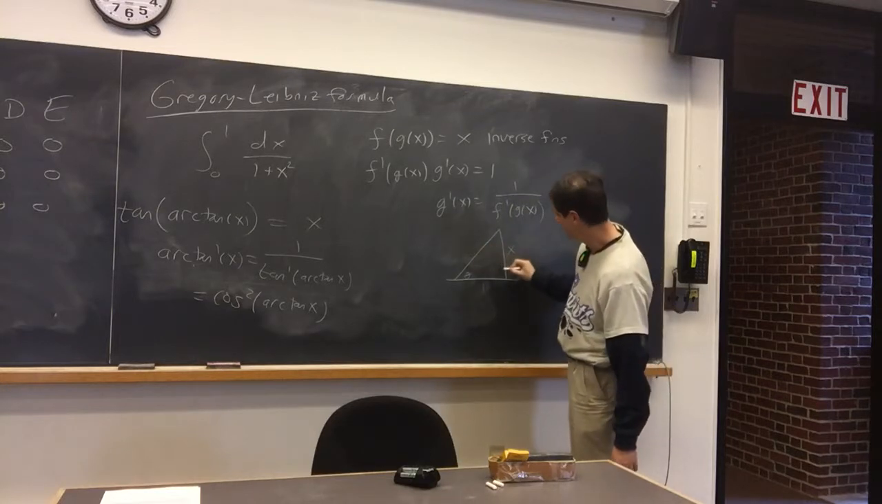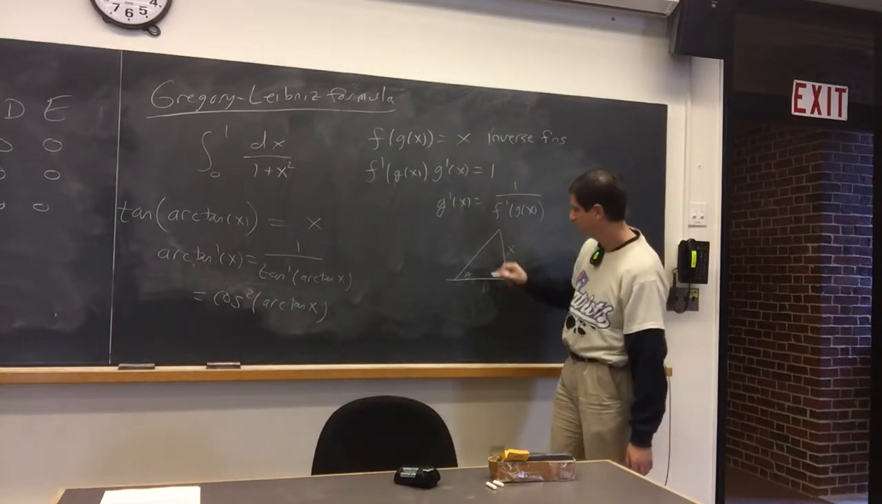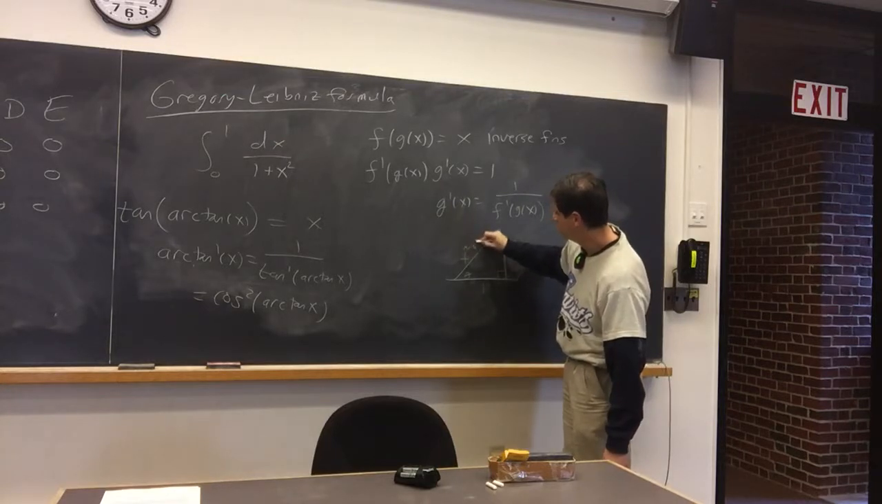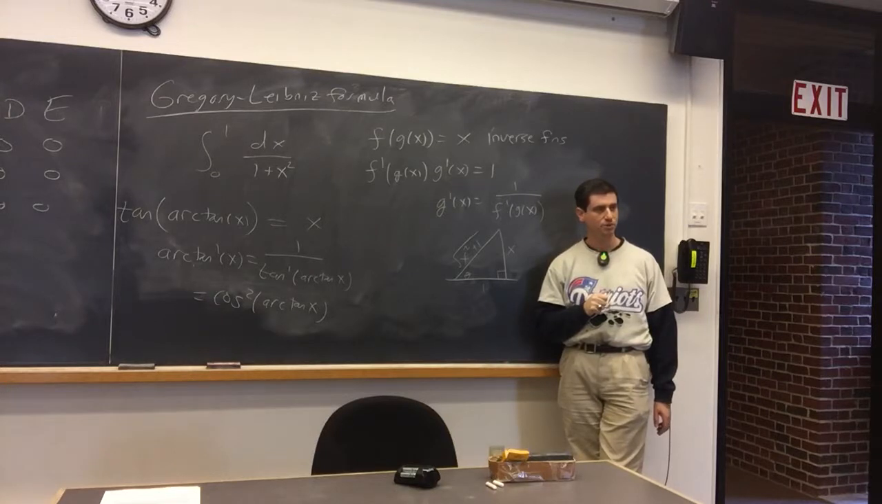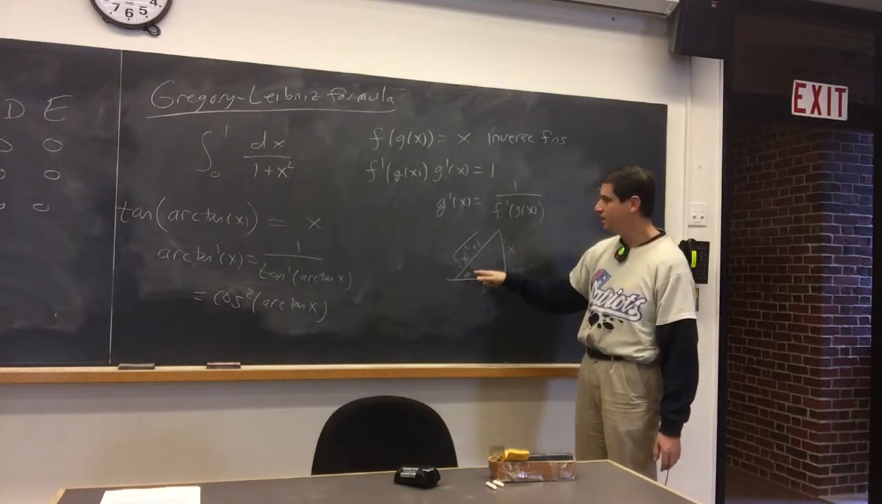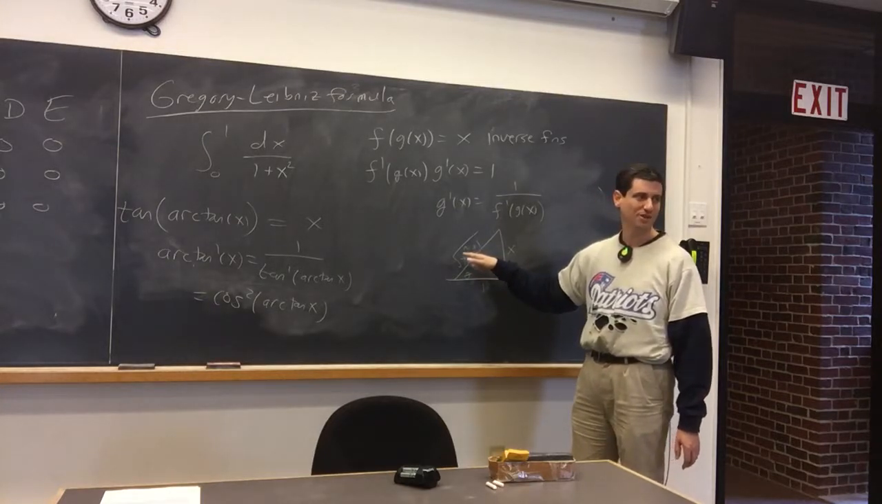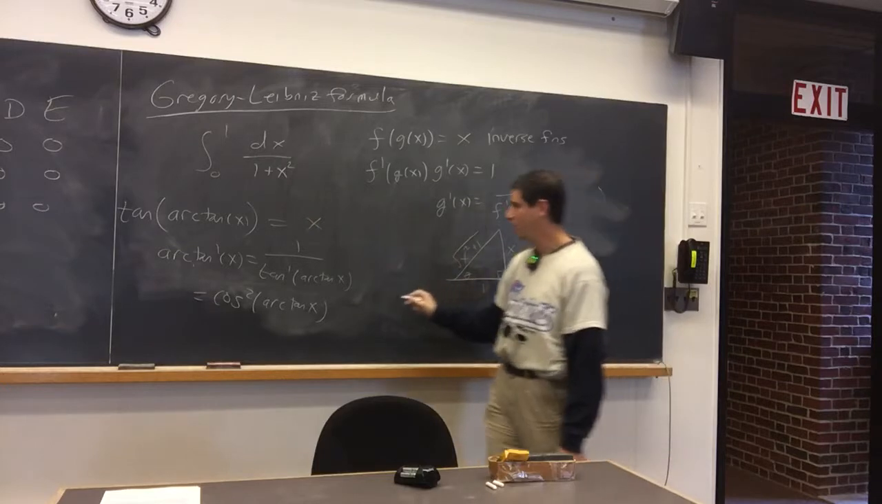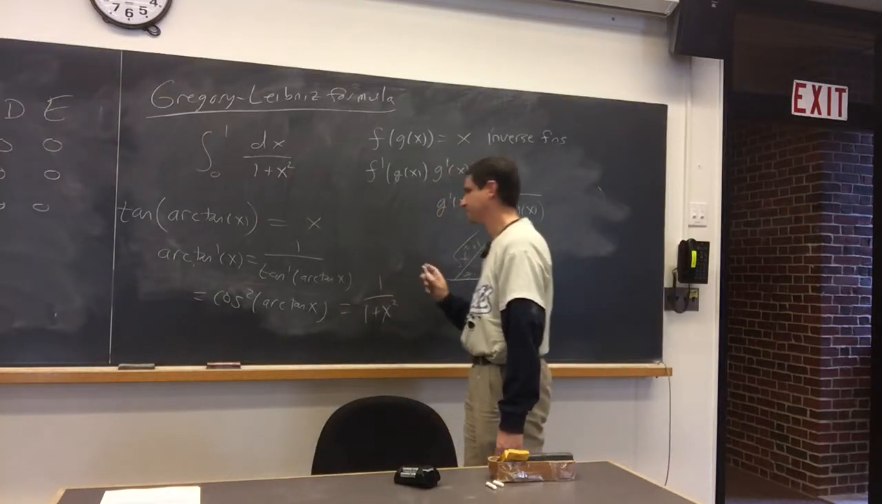What would the hypotenuse be? X squared plus 1, or 1 plus x squared, either way. And then take the square root. So now, if I want to take the cosine of arctangent of x, the cosine would be 1 over the square root of x squared plus 1. And so now I will get cosine squared is 1 over 1 plus x squared.